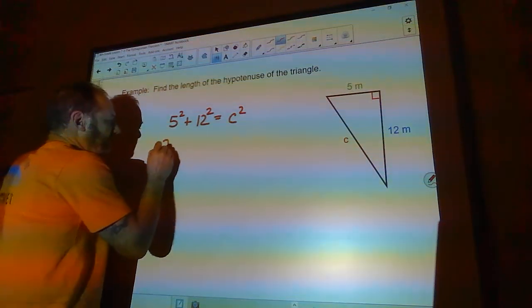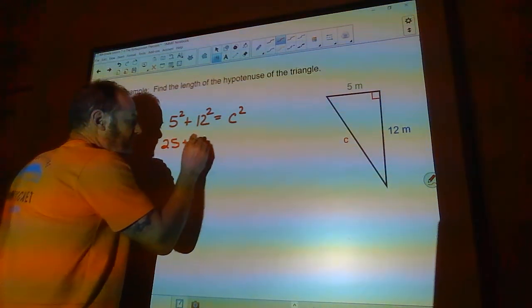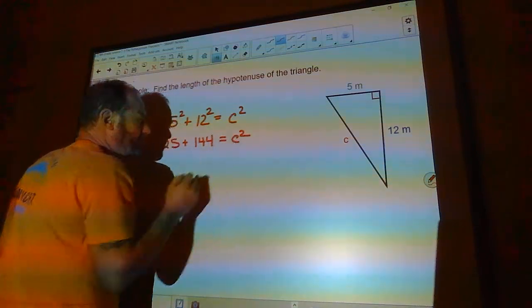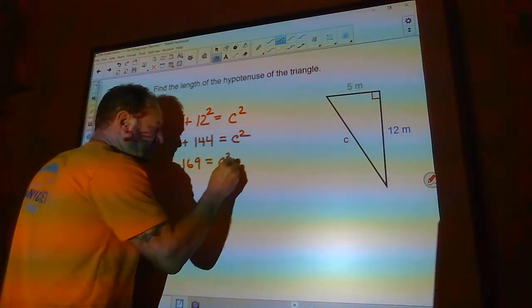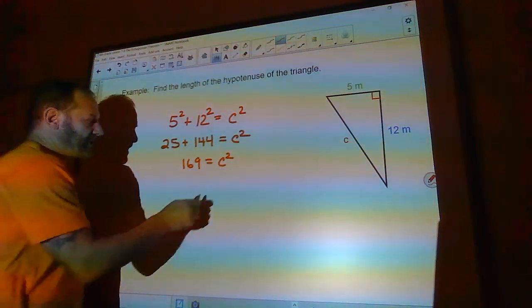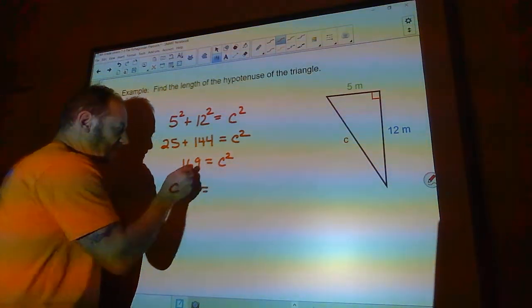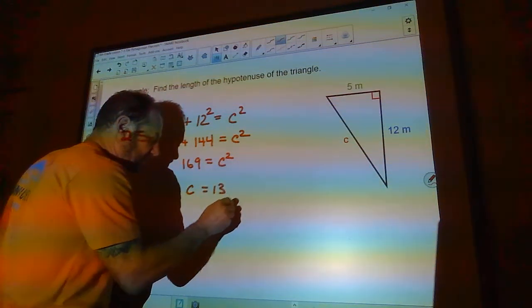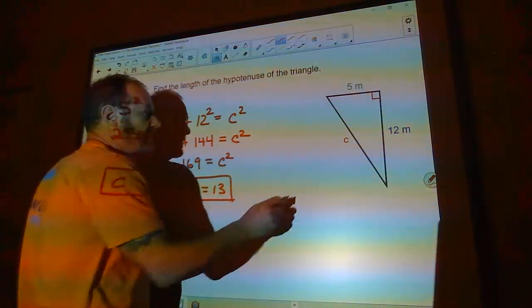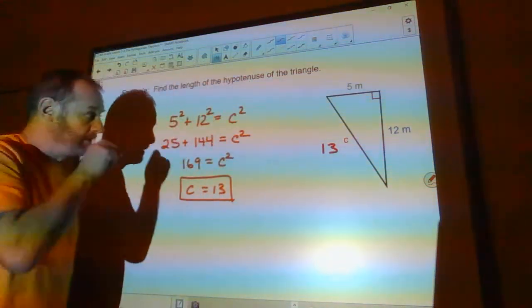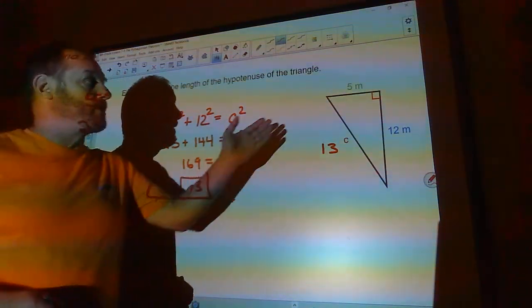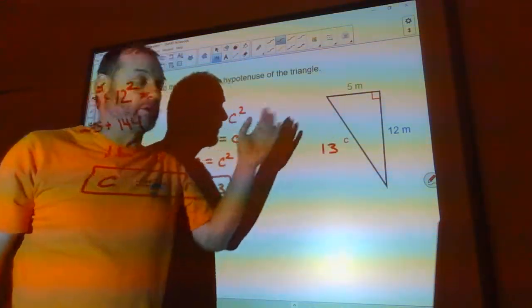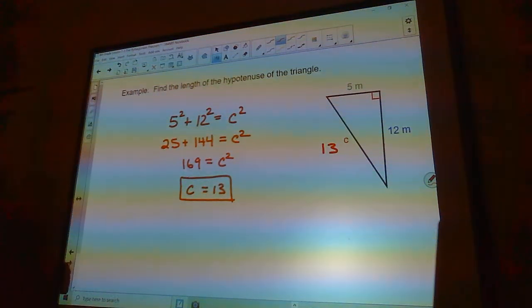And 5 times 5 is 25, and 12 times 12 is 144, and that equals c squared. These added together is 169, which is c squared. Now I can square root both sides, so the square root of c squared is c, and the square root of 169, everybody knows, is 13. So this has to be 13 right here. So even though we didn't know it, we knew the two legs, we were able to calculate the hypotenuse.